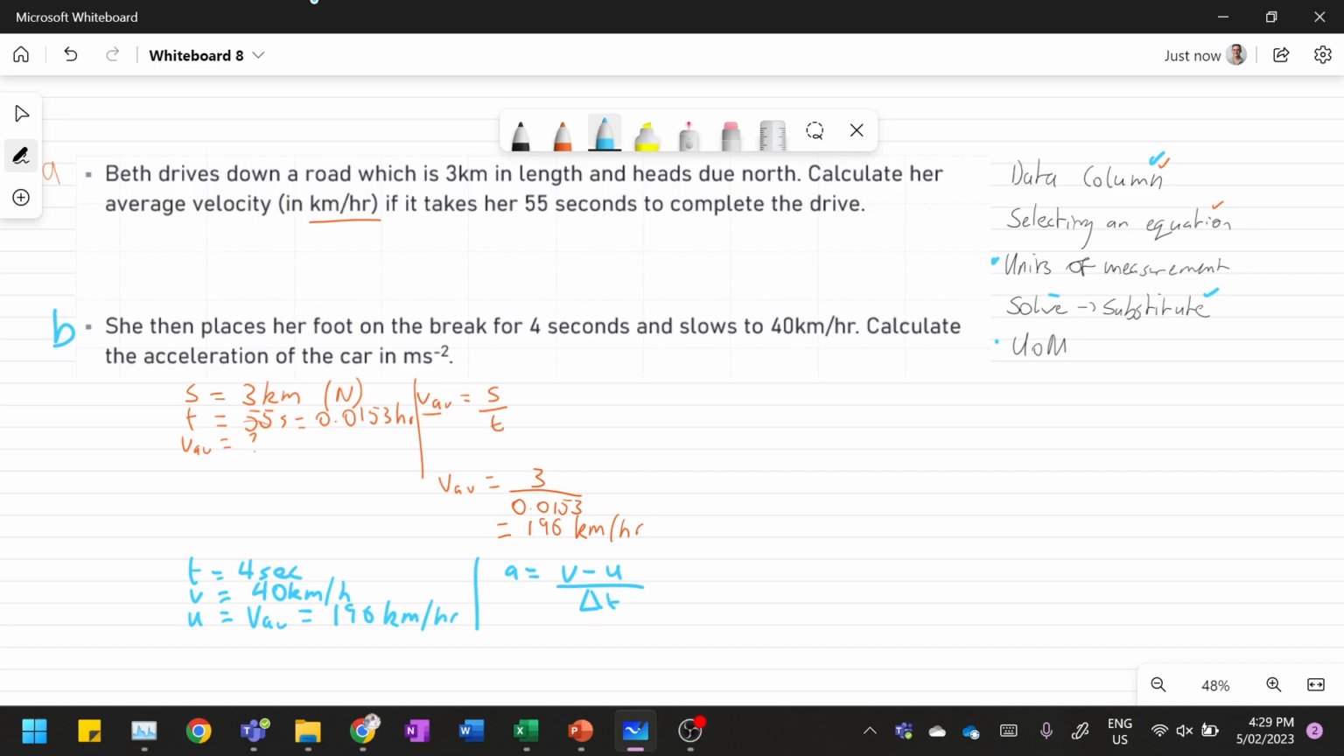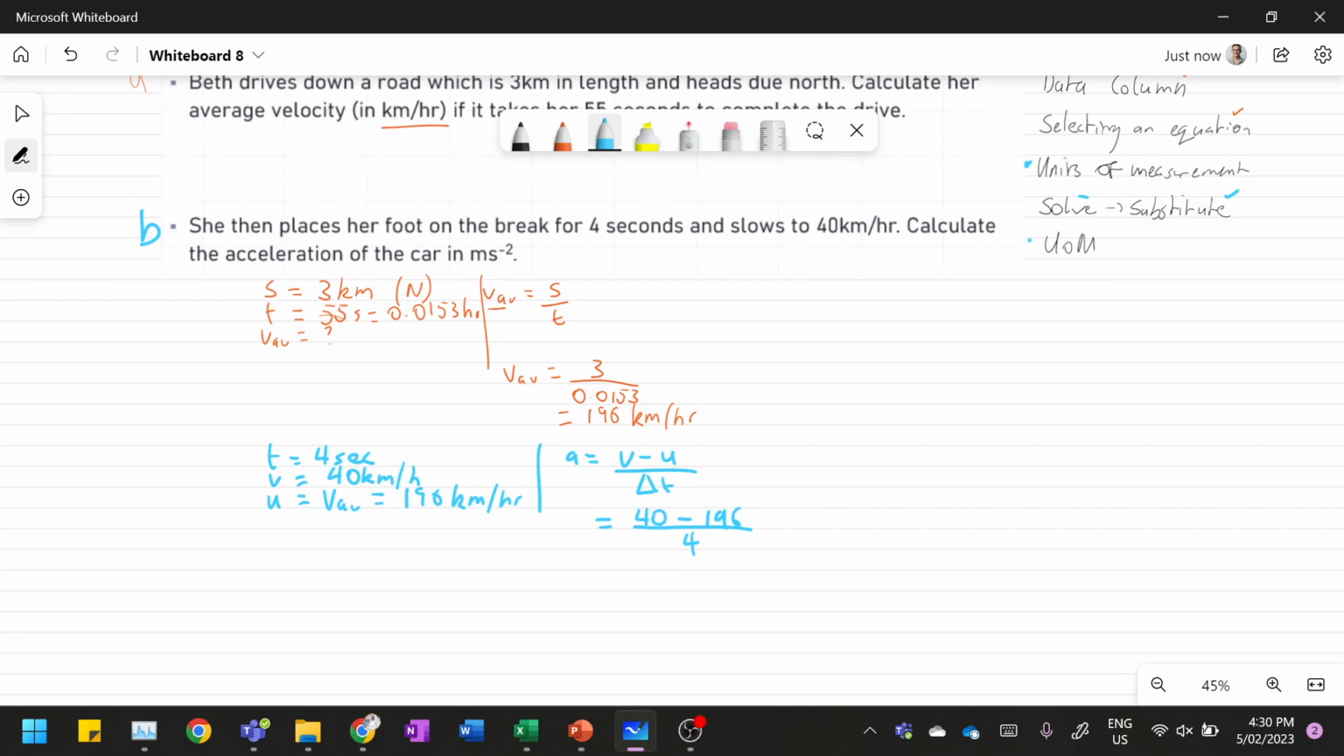So I'll sub in what we've got. That means v is 40 kilometers an hour, u is 196 kilometers an hour, delta t is 4 seconds. And that comes to negative 39 kilometers per hour per second.